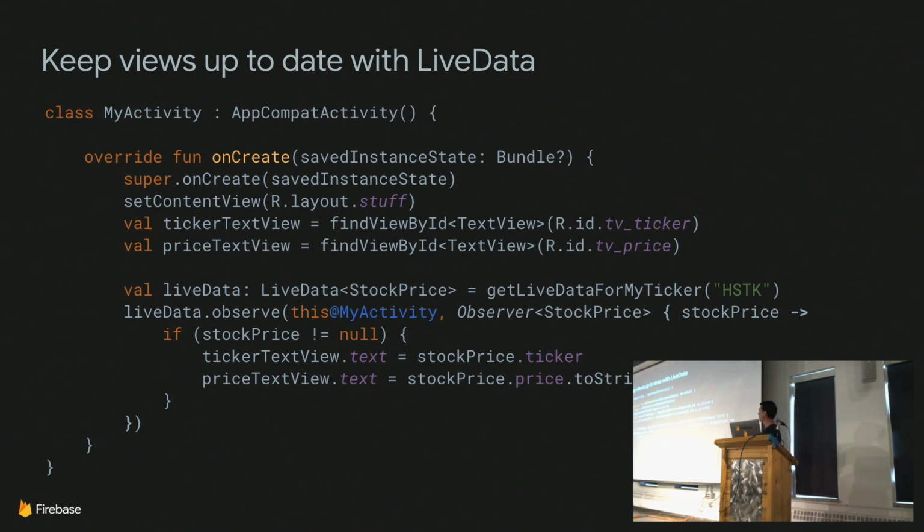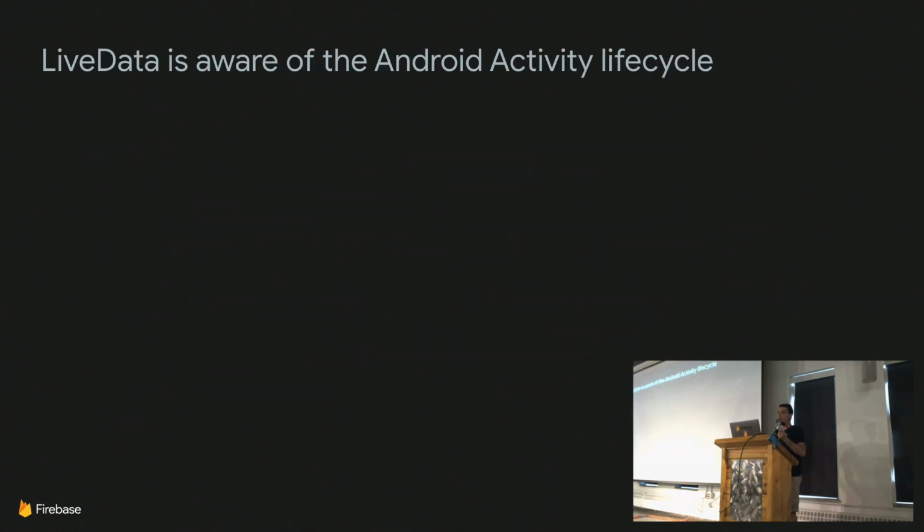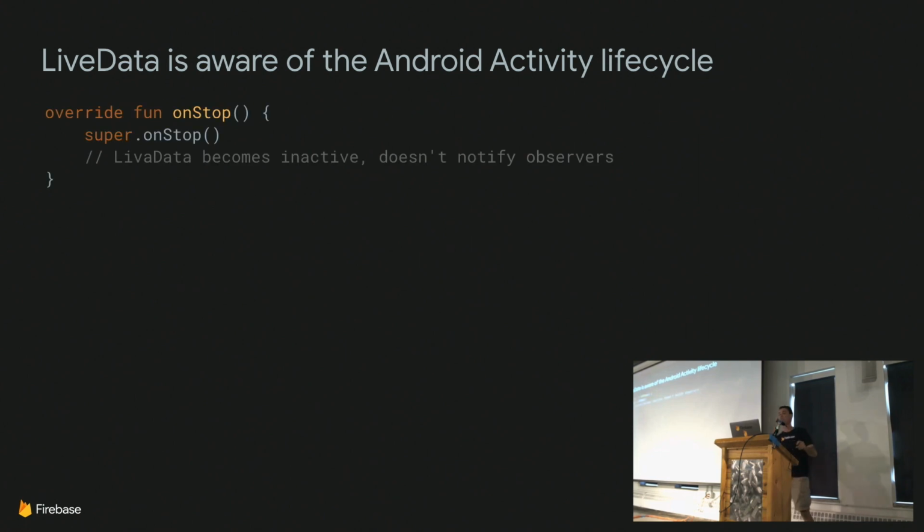So now we have a better level of abstraction here. We don't know anything about the data store. All we know is we're getting stock price objects. That's all we need to know. And we're just going to populate our views from this series of objects. Like I said, LiveData is aware of the Android activity lifecycle. So when your activity goes through its onStop, LiveData becomes inactive, and it doesn't notify observers anymore. It shuts down for a while, becomes inactive.